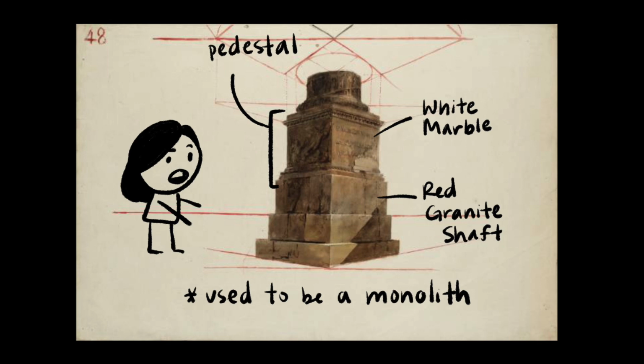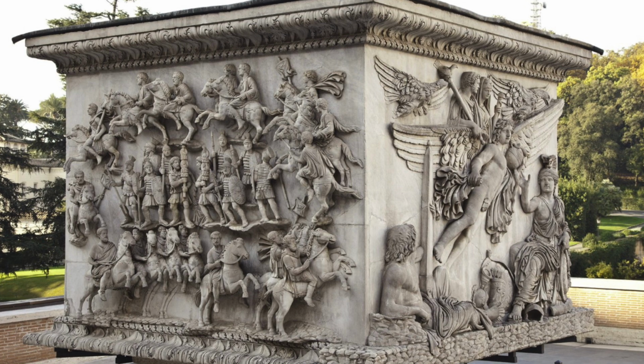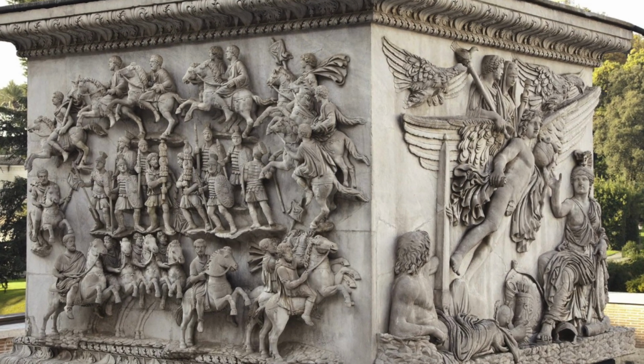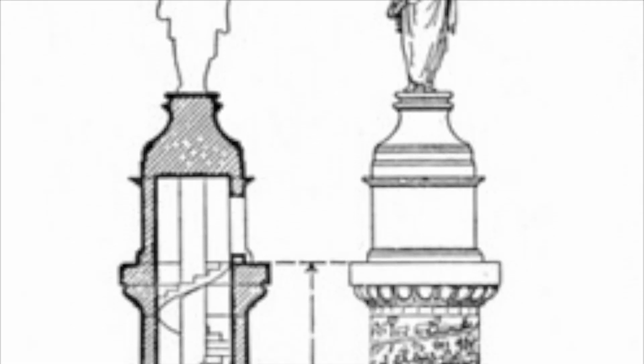The column of Antoninus Pius was made with white marble with a red granite shaft. It is around 8 feet high. The only part remaining of the column is the decorated pedestal. The relief was made by carving into the marble so sculptures can stick out. And that's basically it. The column of Trajan was made from Luna marble and is 128 feet tall.